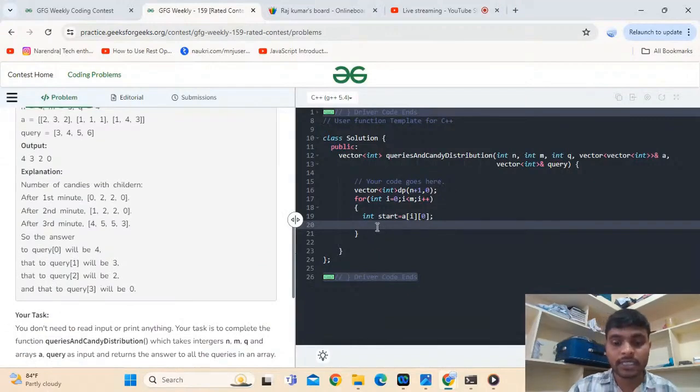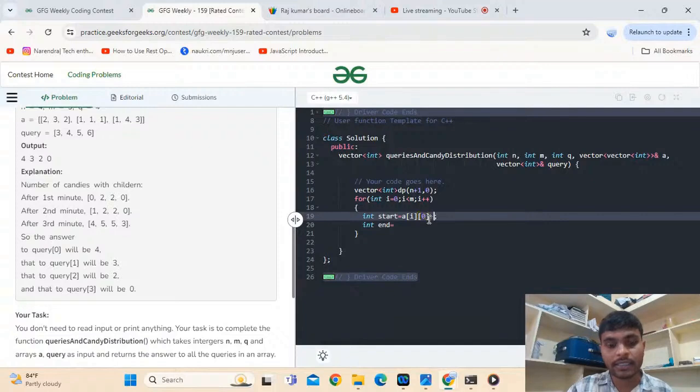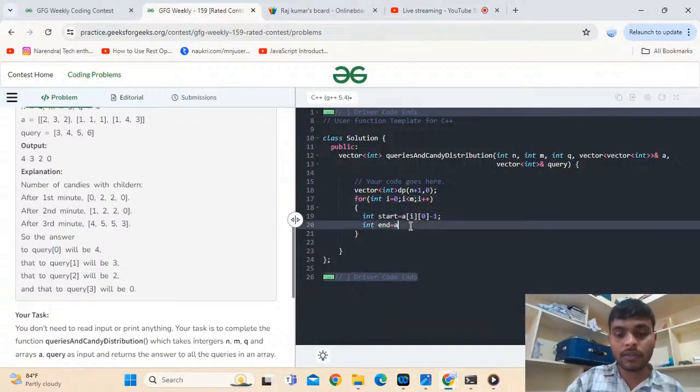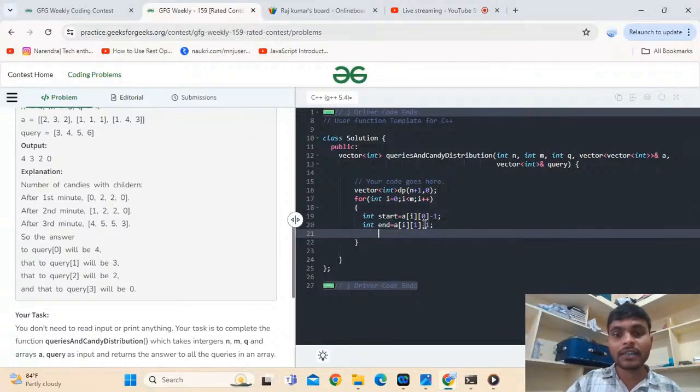Okay, now guys, int end, here I am taking one based indexing. Here I am taking one based indexing. Okay, now a of I comma 1. Anyway it is one base. We need now the ending index plus 1. Now I am taking one based indexing, and then I am adding the ending index to 1.